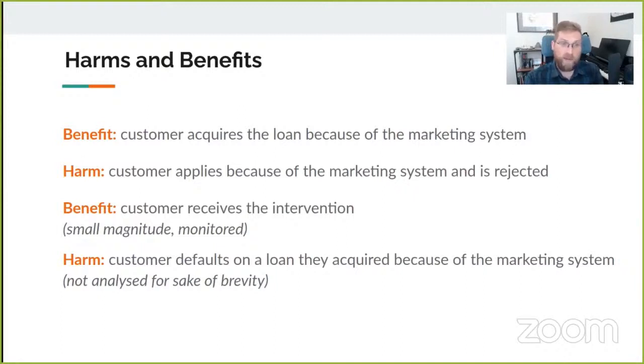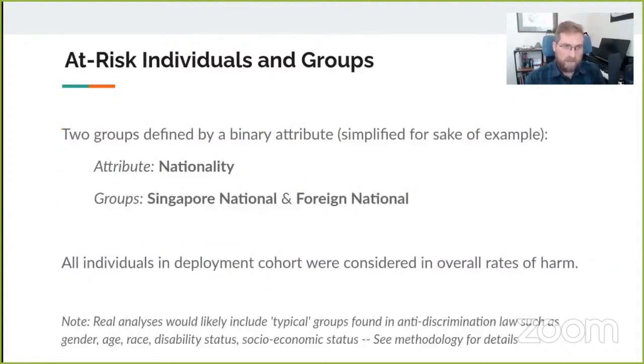Now we note the small magnitude of this benefit and monitor it rather than incorporate it into the fairness measures. Then finally, a harm associated with customers defaulting on a loan that they acquired because of the marketing system. We're not going to analyze this for the sake of brevity, but it is something that we wanted to call out.